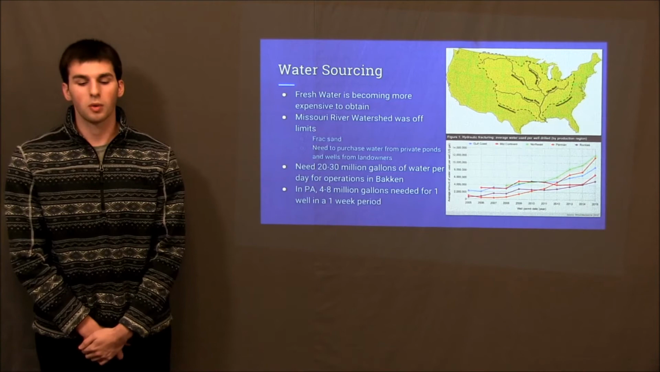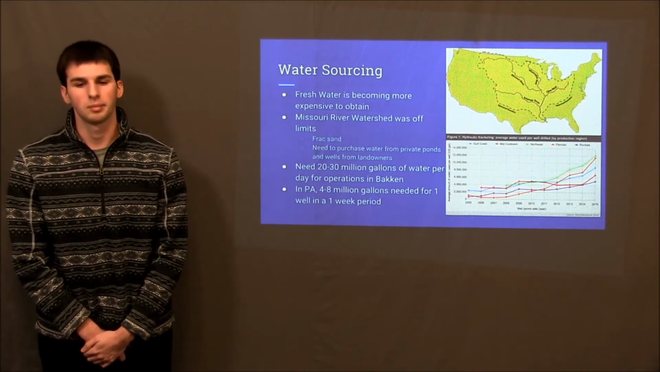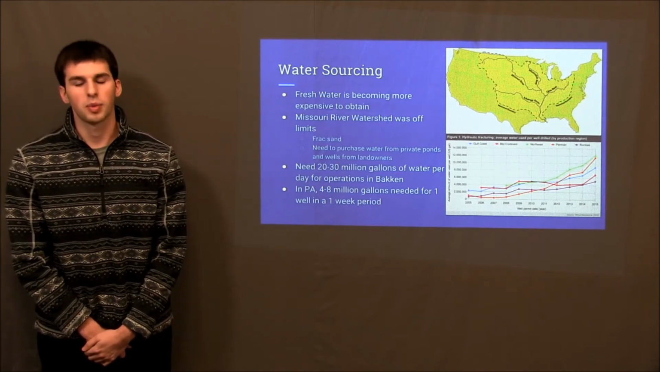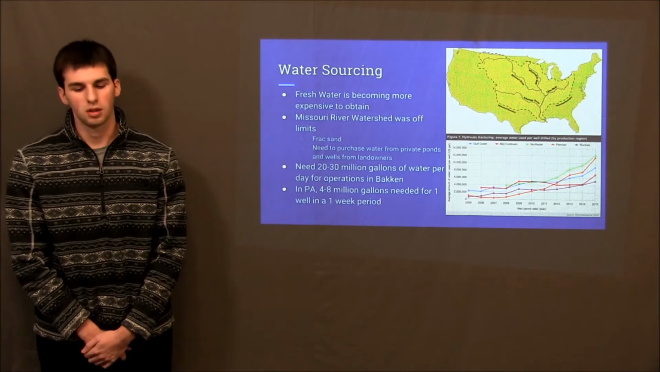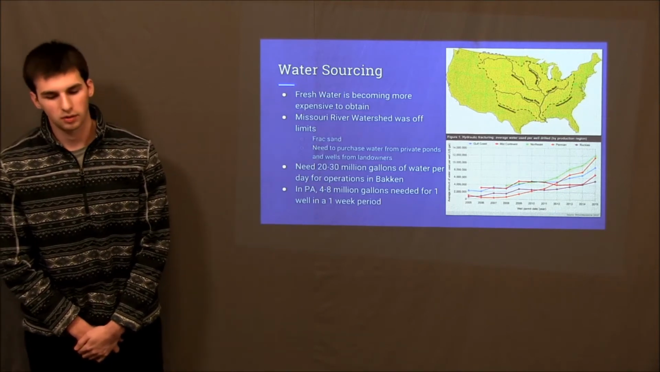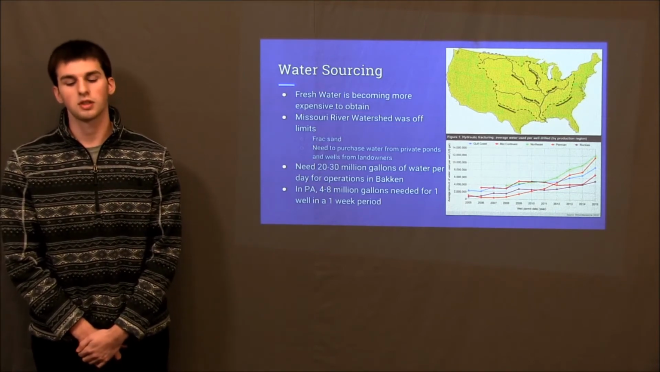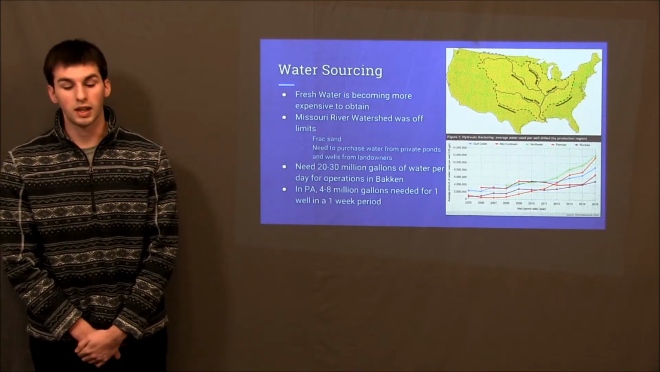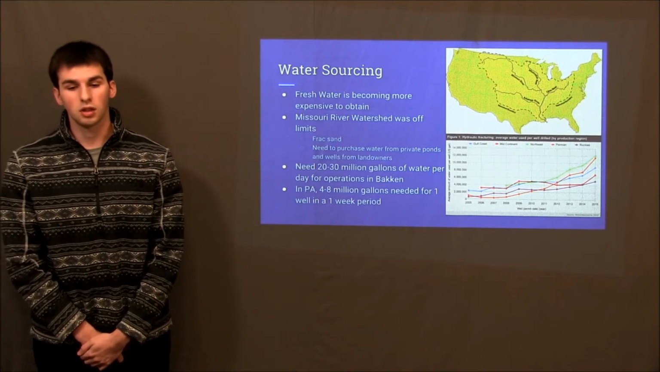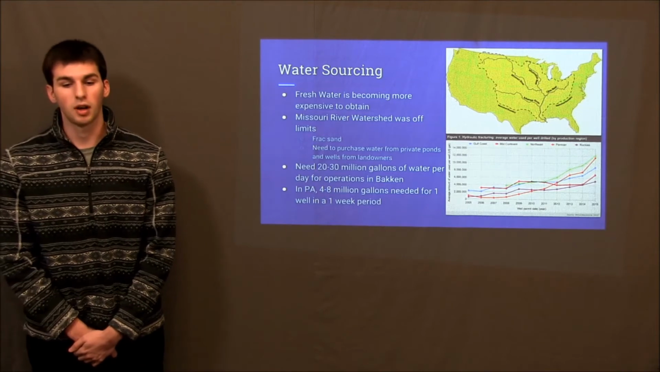Since the Missouri River watershed was off limits for a while, they had to truck in water from ponds and lakes of private landowners. So this became very expensive. Also, lately, the U.S. Army Corps of Engineers limit the water taken out of the watershed. So they allow some to be taken out, but not much.